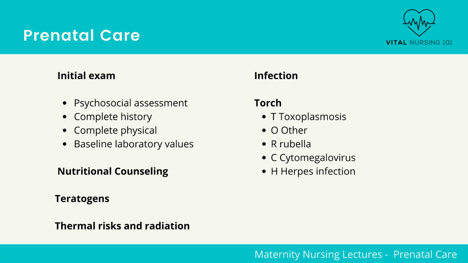Here are the most important points to remember about nutritional counseling. The average expected weight gain during pregnancy is 25 to 35 pounds for women with a normal pre-pregnancy weight. An increase of about 300 calories per day is needed during pregnancy. Calorie needs are greater in the last 2 trimesters than in the first. An increase of about 500 calories per day is needed during lactation.